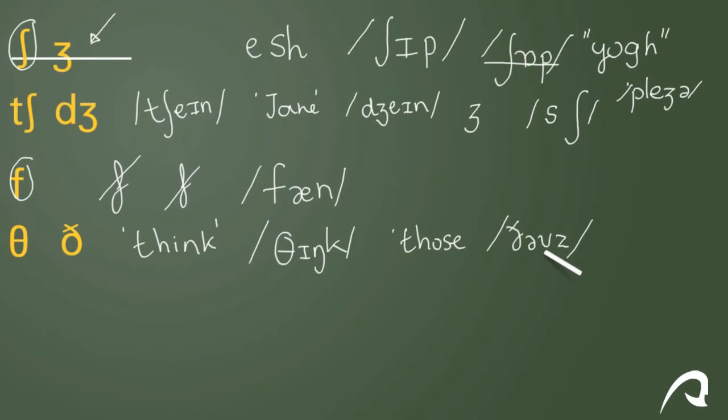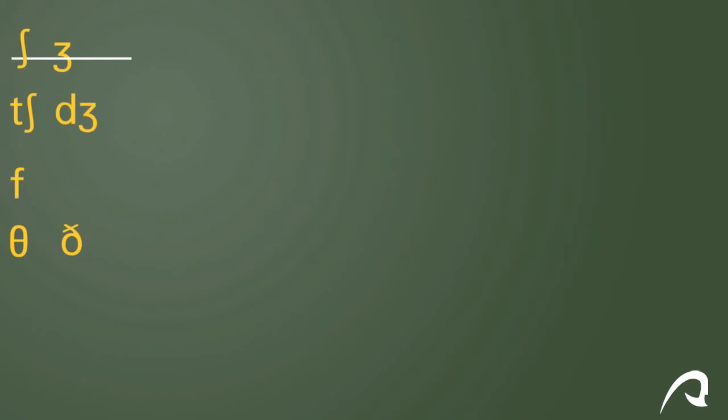So that's it for fricatives and affricates. Remember, two new names that we've got here at the top: esh for sh, and the name yog for the sound j. So now I'm going to erase this one. We're going to move on to the next set of symbols I want to show you.